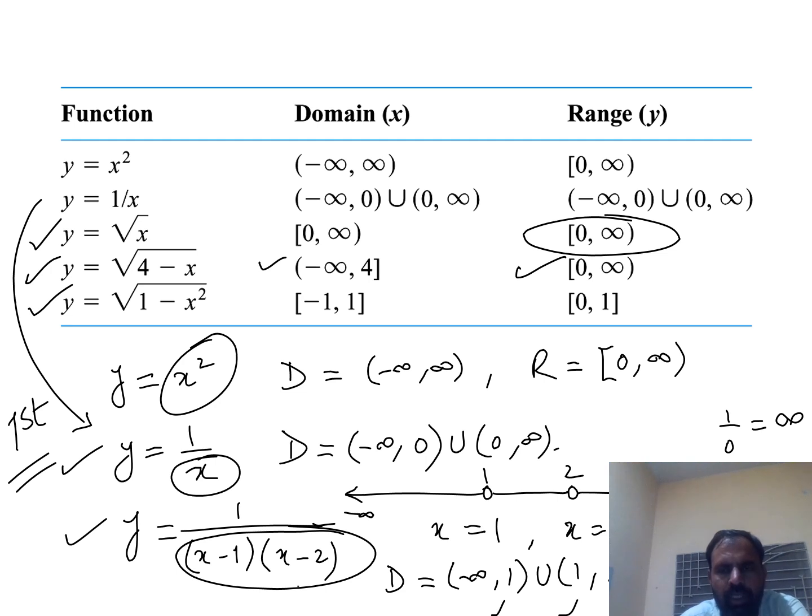Here are the functions, and the domain and range of these functions we have found here. You can try it yourself also. For y equals x squared, its domain is the whole real line, and its range is always positive, 0 onward.